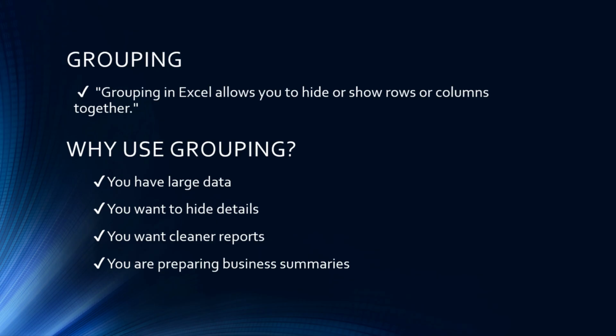Grouping in Excel allows you to hide or show rows or columns together. It helps you collapse detailed data and only show summary information. Why use grouping? You should use grouping when you have large data, you want to hide details, you want cleaner reports, you are preparing business summaries. It makes your Excel sheet look professional and organized.